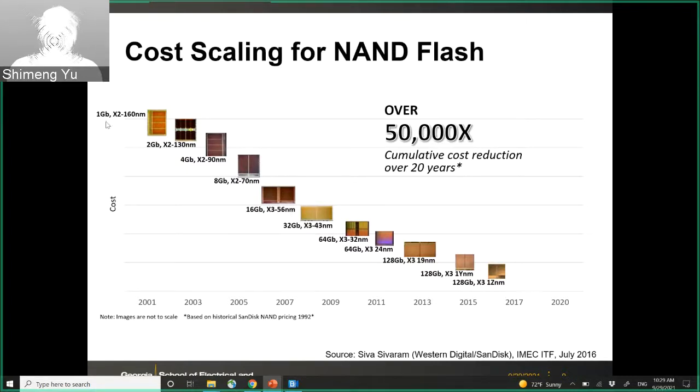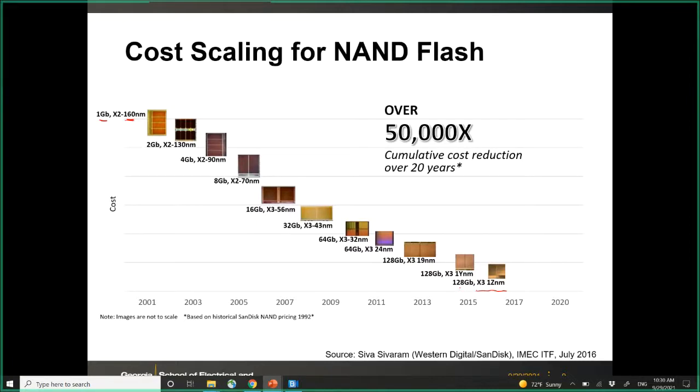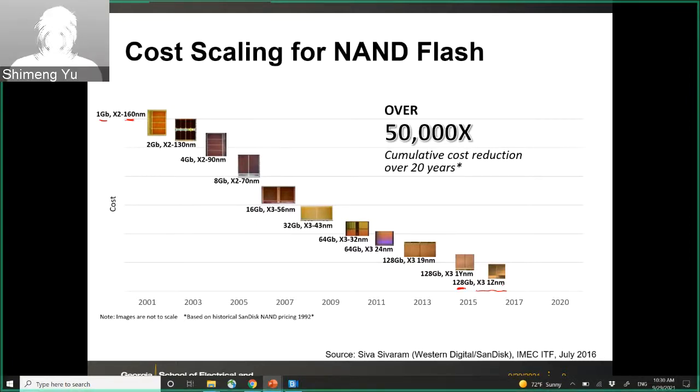So you see the capacity increases, because in 2001 the technology node was about 160 nanometer, and the total capacity of the NAND chip was about 1 gigabit. And then in 2015, this is the last generation of the 2D NAND, and this one can give you 128 gigabit capacity. This is in the 1Z node, the third generation of the 10 nanometer class NAND Flash.